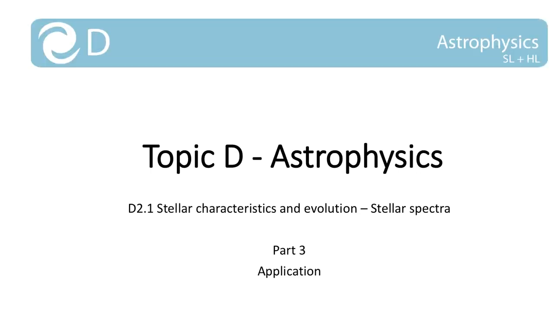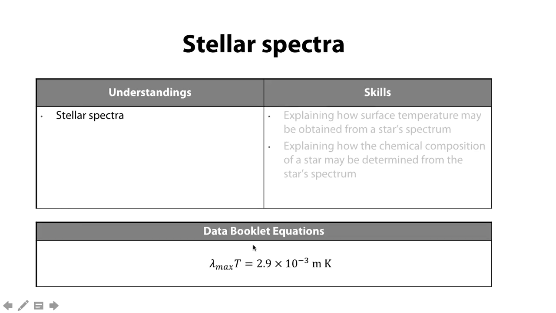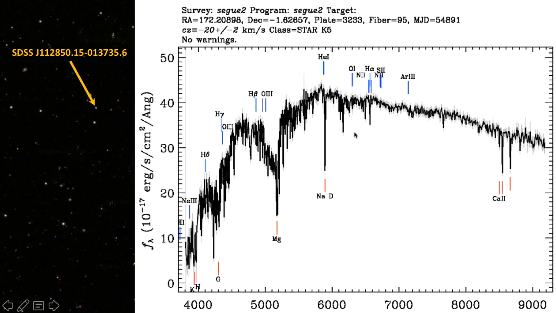Okay, so part three of our look at stellar spectra was the application of looking at the star spectrum and some of the things that we can find out from that. So we're really looking at understanding stellar spectra as an overall, rather than looking at individual skills. Here is the example. This is a stellar spectra that is taken from the Sloan Digital Sky Survey. This is real scientific data that we really use in astronomical and astrophysical research.